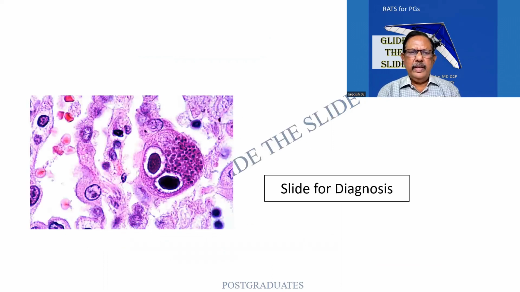This is straight away a slide for diagnosis. A few differentials will be there which will be considered. See you in next class.